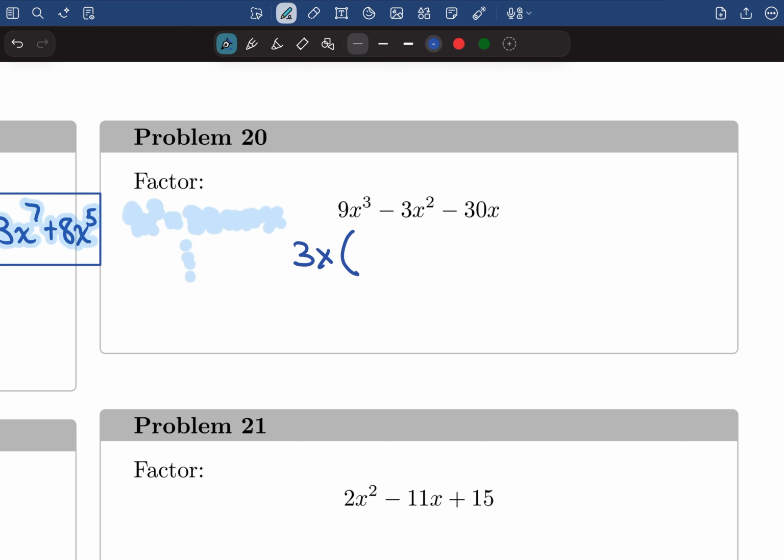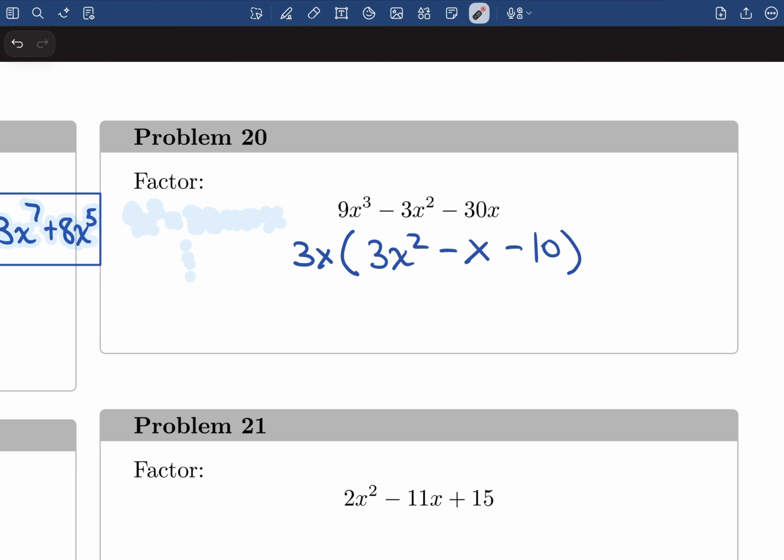And if I factor a 3x out, then what's left inside is a 3x squared for the first term, a negative x for the second term, and a negative 10 for the third term, right? So how am I deciding that? I'm actually taking 9x cubed and dividing 3x out of it to get 3x squared. And then I'm taking negative 3x squared and dividing 3x out of that to get negative x. And then I'm taking negative 30x and dividing by 3x to get negative 10. All right, so you're doing like division. You're taking this, dividing the GCF, and getting the result, right? One at a time. Okay, so there you go.